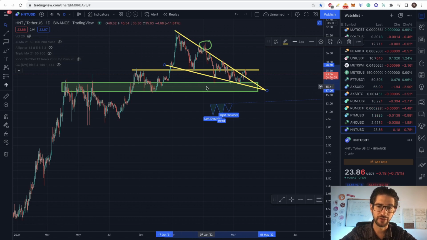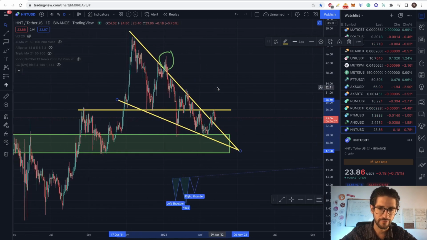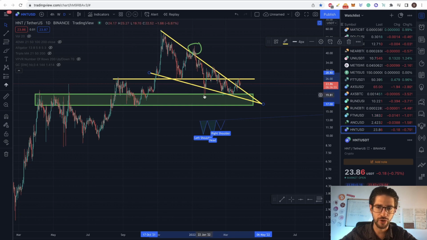But again, this rectangle is very important. If I zoom a little bit here, you can see how all these weeks enter into this rectangle zone. And even on the 13th of March, we also touched this rectangle zone again. So this is marking exactly the twist of the different cycles of the coin right now.